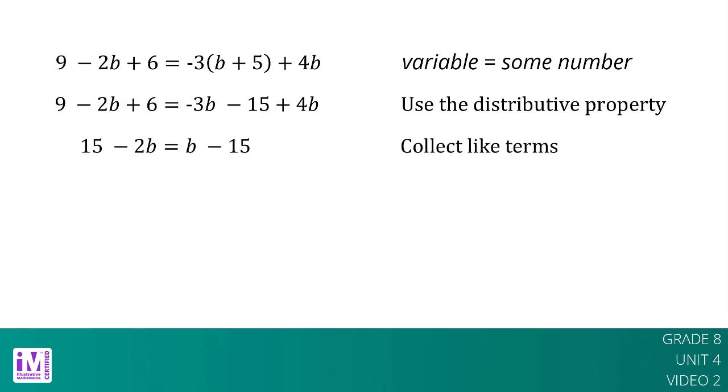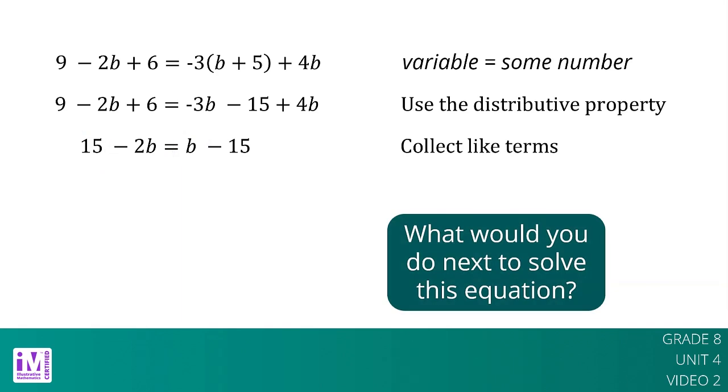Next, collect like terms on each side of the equation. Here, 9 and 6 become 15 on the left side, while negative 3b and 4b become b on the right side. What would you do next to solve this equation?